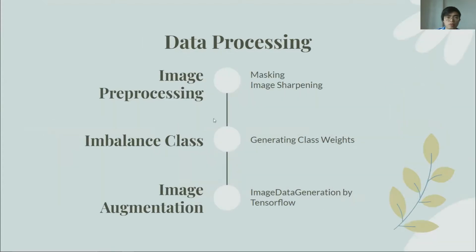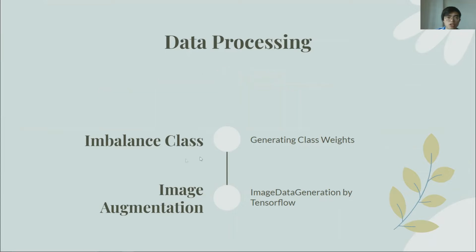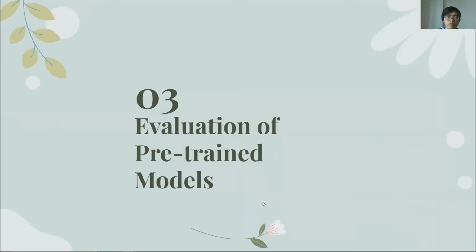Overall, we note that image preprocessing did not improve the accuracy of the classifier. Hence, for preprocessing, we will only address the class imbalances by the generation of weights, and we will also do image augmentation at every epoch to improve the model's ability to generalize. Next, I'll hand my time over to Ronald where he'll talk about the models.